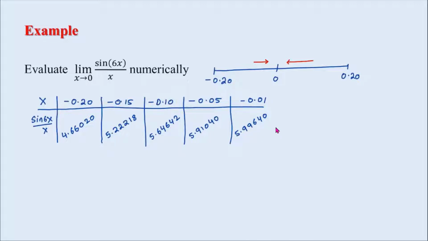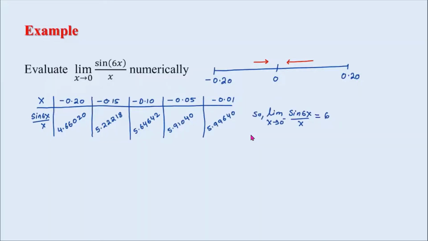So we can say the left-hand limit, so the limit as x approaches 0 from the left of that function, sine 6x over x, is equal to 6, because we are getting closer and closer to 6. So that is the left-hand limit. Left-hand limit of the function is 6. So we got the left-hand limit. Now what we need to do is follow the same procedure and find the right-hand limit.